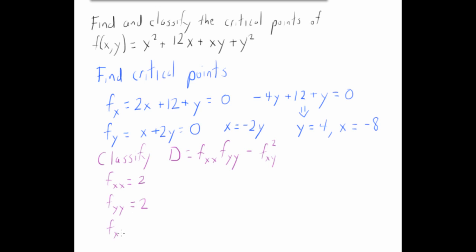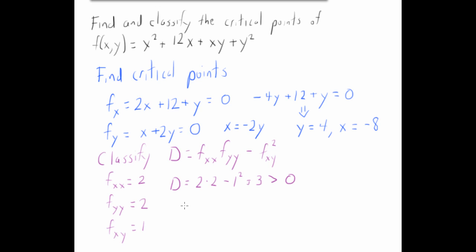And f sub xy, well, you can take either one of these and differentiate according to the other variable. So the derivative of the first line with respect to y is 1. That's what you get if you differentiate this line with respect to x. So we have d equals 2 times 2 minus 1 squared. That's 3. Sometimes this will be a function of x and y. Here's what's important. That's positive.